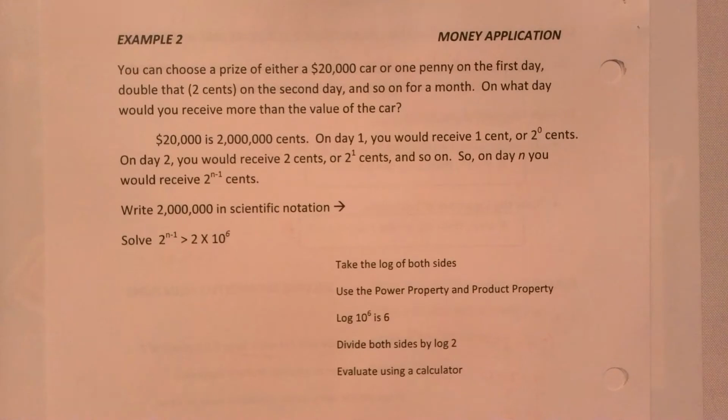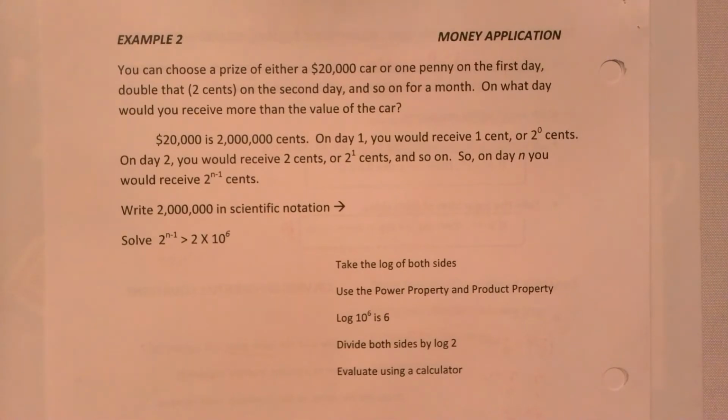All right, so you can choose a prize of either $20,000 or 1 penny on the first day, 2 pennies on the next day, and then so on. So it's going to double. So on the first day you get 1 penny, the next day you get 2. On the third day you would get 4 pennies, then 8 pennies. So it's doubling, which is exponential growth. So on what day would you receive more than the value of the car? And honestly, this is a really surprising problem.